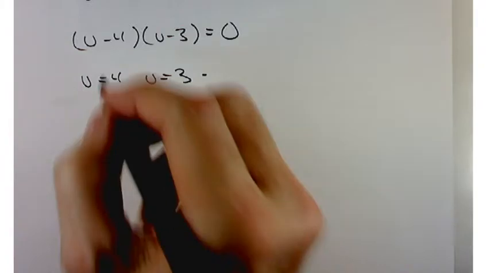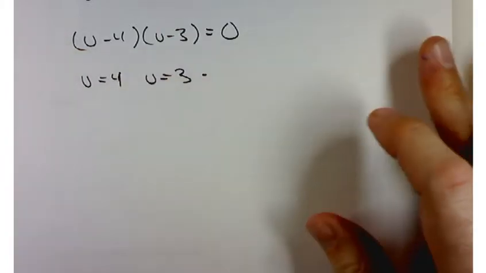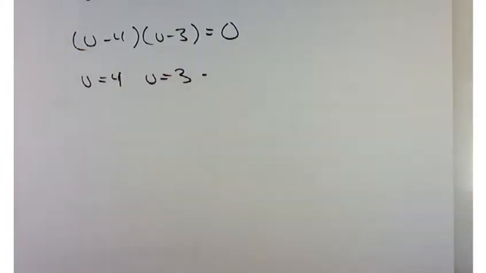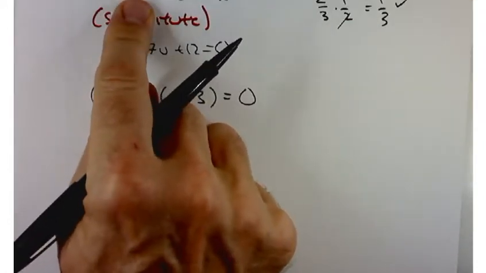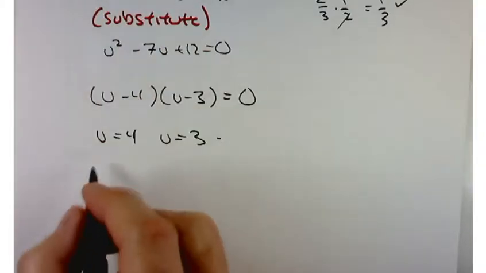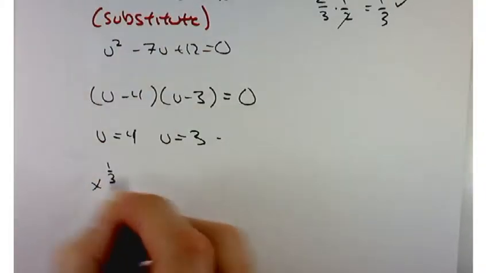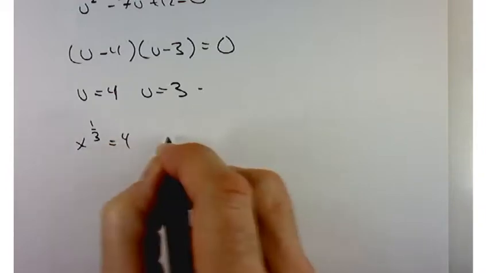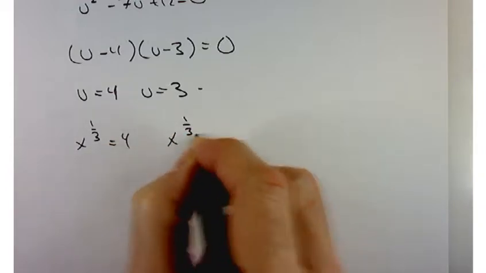But my original problem was not to solve something in terms of u. It's to solve something in terms of x. So let's go back and solve in terms of x. U was a stand-in for x to the 1/3. So let me go back and work in x's. That's x to the 1/3 equals 4, or x to the 1/3 equals 3.